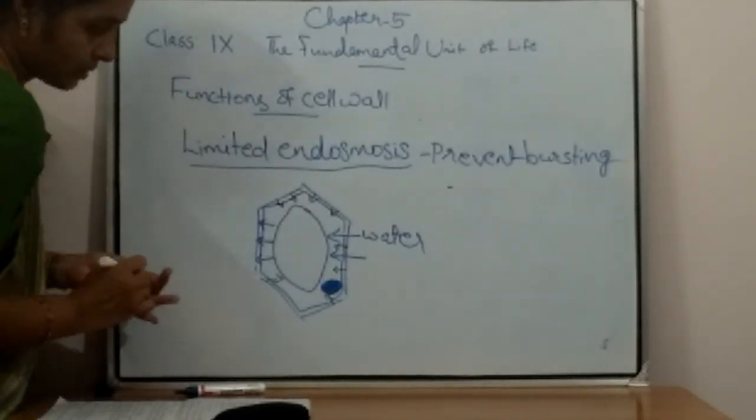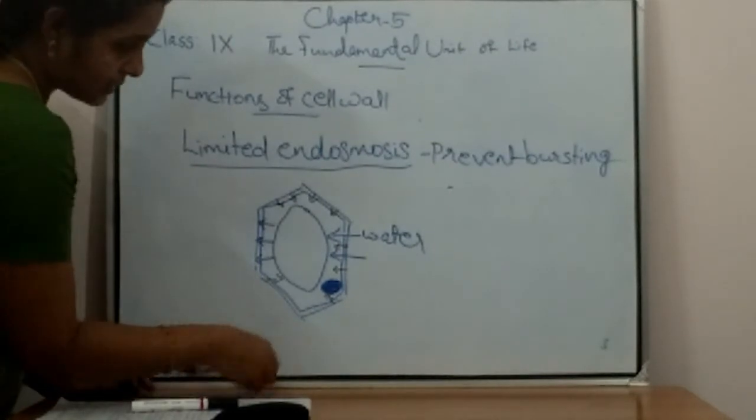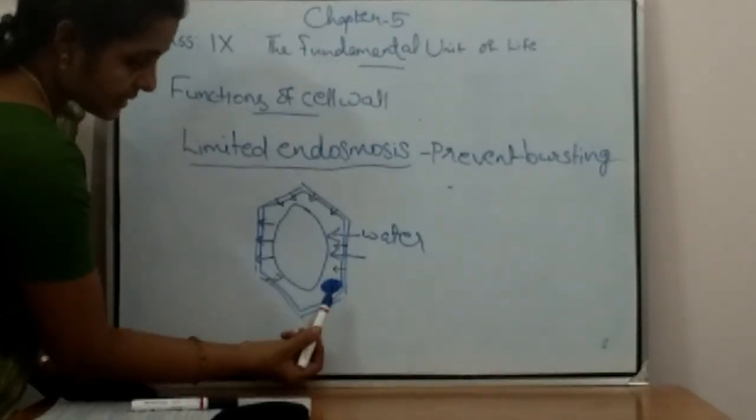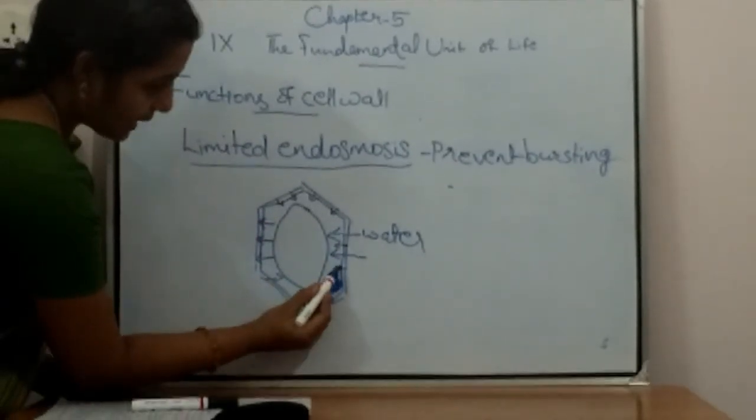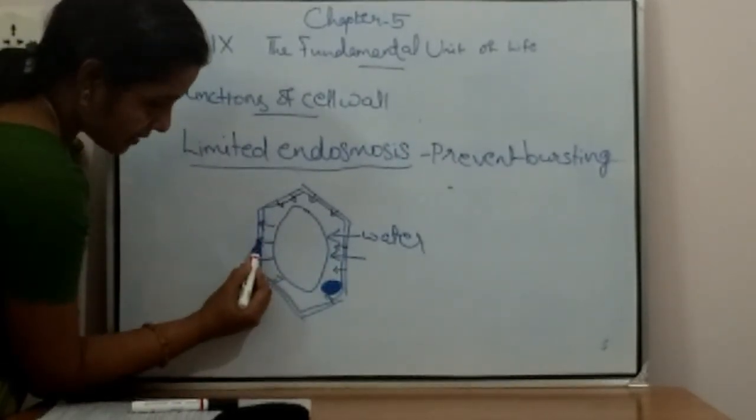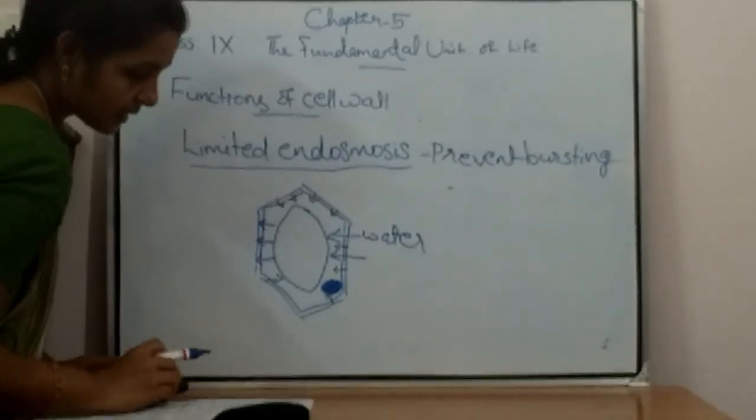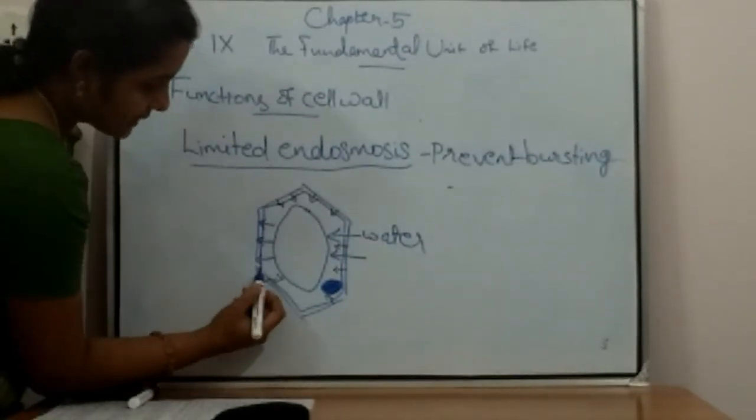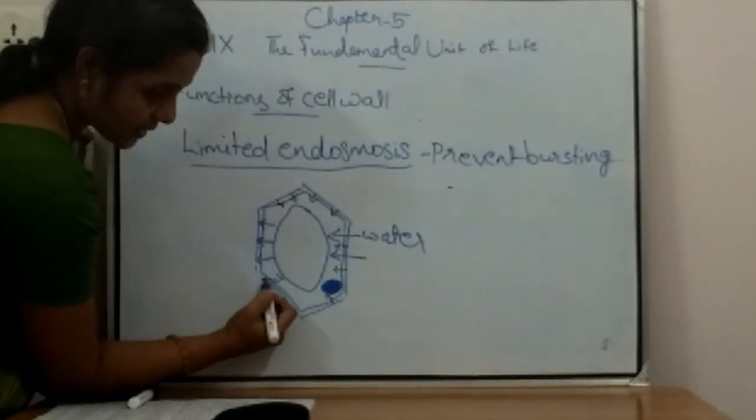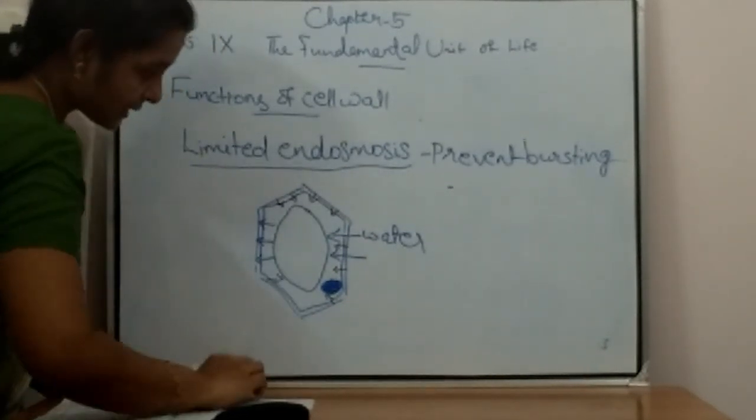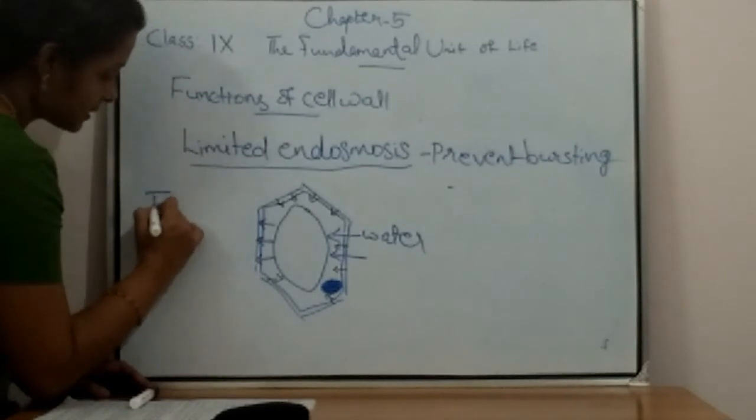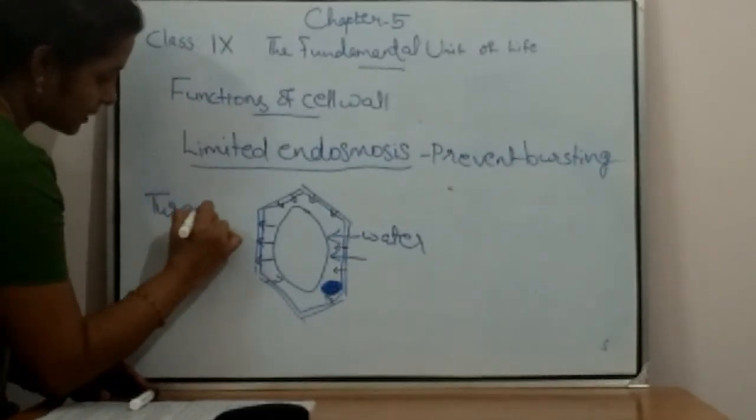So, as water enters the living cell, the protoplasm swells up and exerts a pressure against the cell wall. And the cell wall exerts an equal and opposite pressure against the swelling protoplasm. And that pressure is known as turgor pressure.